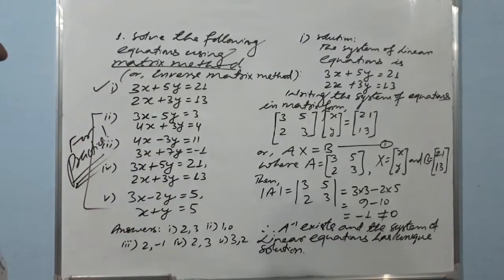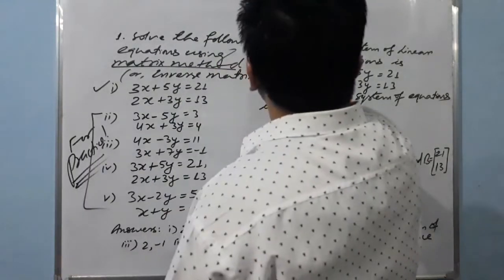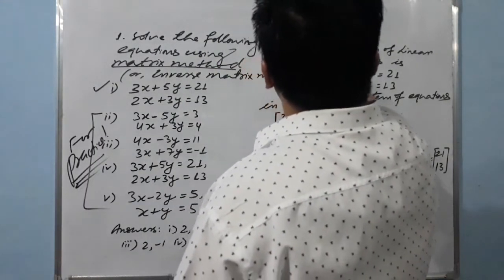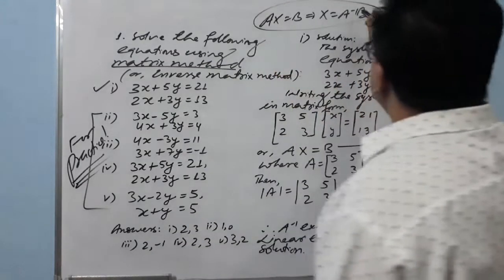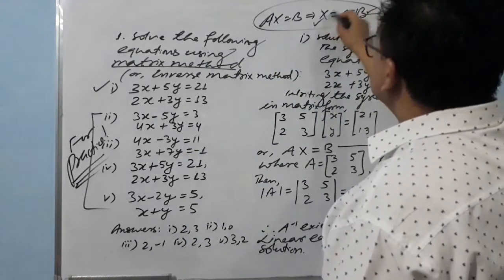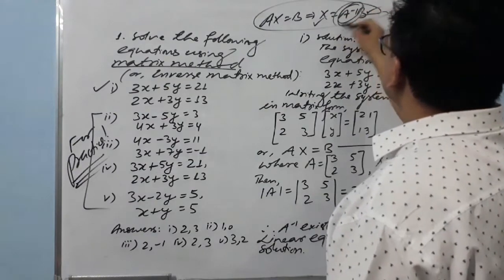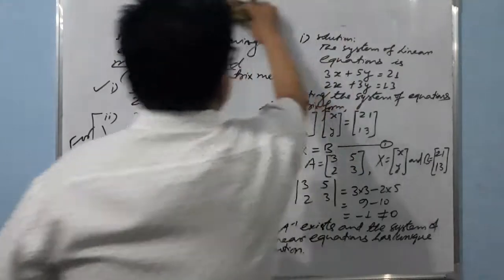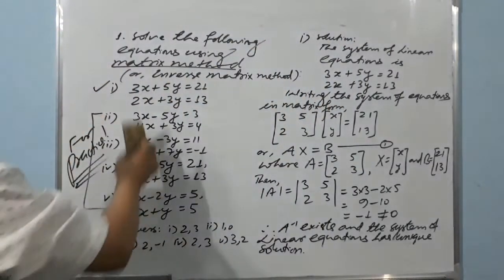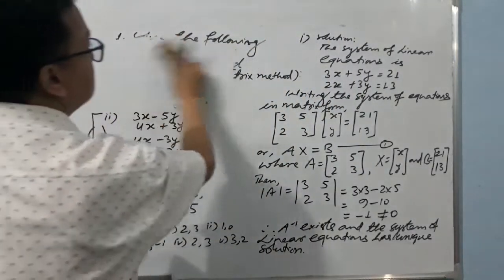Let's find the A inverse. As you know, if we have AX is equal to B, we can write x is equal to A inverse B. Already we have derived this. Here B is already there, X is x, y, and A inverse we need to find. Let's find the A inverse. You can copy the questions from here.